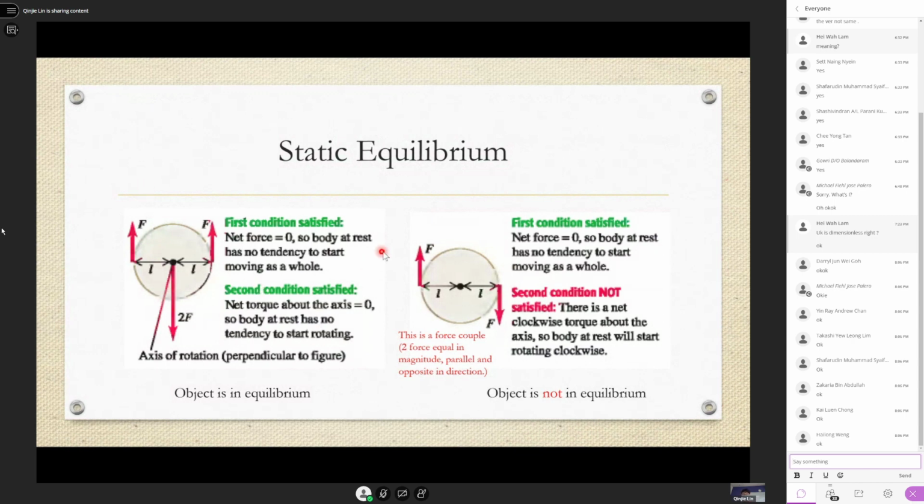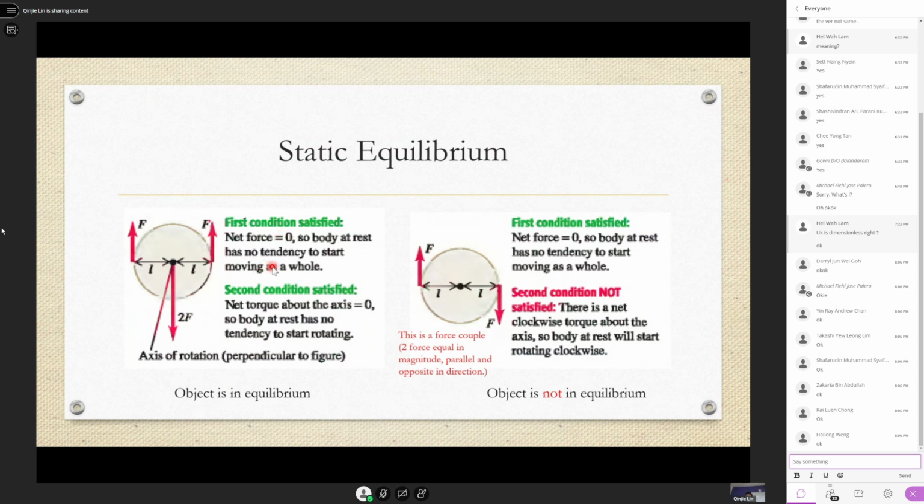Okay, so let's look at these two scenarios. One is this: you have an object here. Let's say you apply different forces. One is force F at the side, the other one force F at the side. So these two have the same magnitude, right? Pointing up. Then in the middle, you're going to apply 2F pointing down. That means 2 times the magnitude of F. Okay. So if you look at this, you see whether the conditions are satisfied.